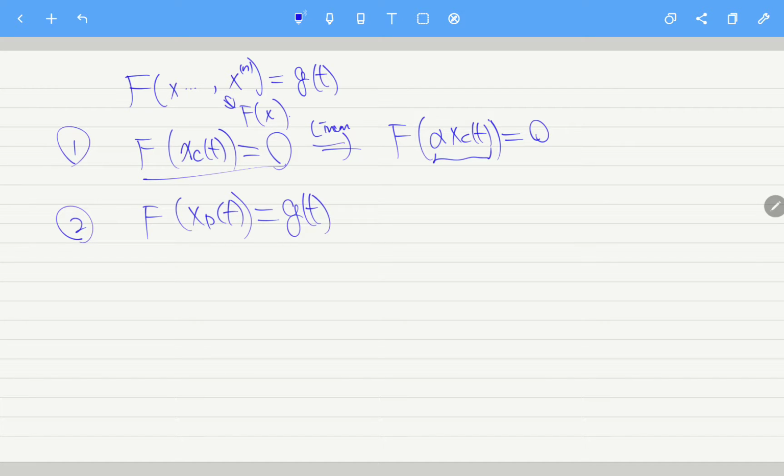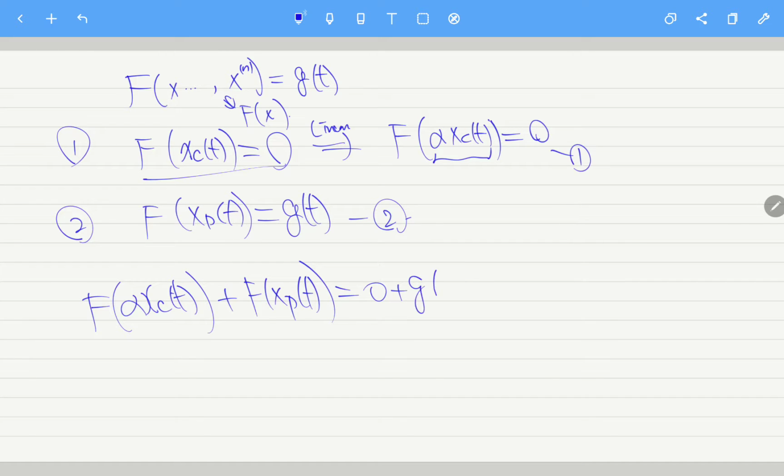For the g of t. Then finally, we can just add this equation 1 and this equation 2 together. So it will be alpha xc of t plus f of xp of t, and on the right side is 0 plus g of t, which is nothing but g of t.